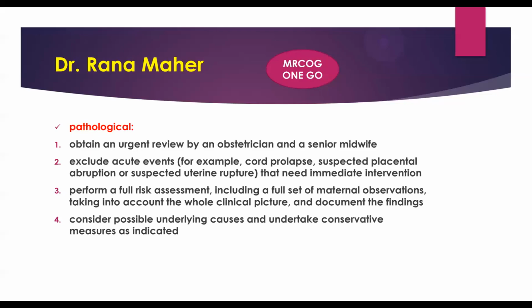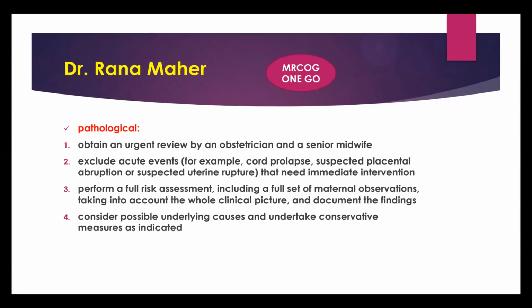If it's pathological, at this time we need to obtain urgent review by a senior obstetrician or a senior midwife. Exclude acute events. So now this CTG, especially if it was normal and suddenly it's now pathological, we will think about cord prolapse or placental abruption or uterine rupture. And all these 3 examples need immediate intervention or immediate action. So take care of that.